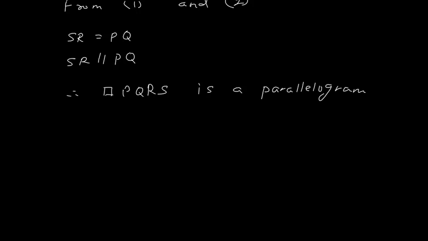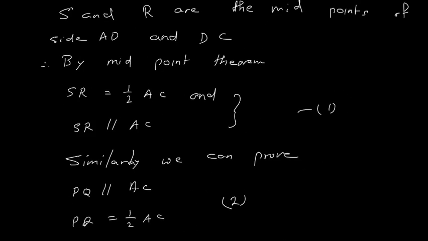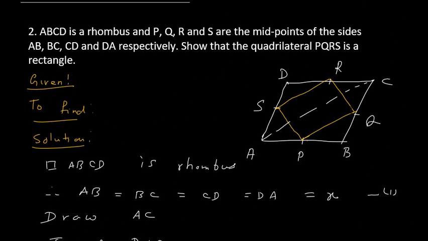So this is just the same as we did in the previous problem. So what I have done is proved that it is a parallelogram. Now in a parallelogram, if the diagonals are equal, then it will become a rectangle. So for that, I will draw the diagonals. We join SQ and we join PR. Let us first join SQ.